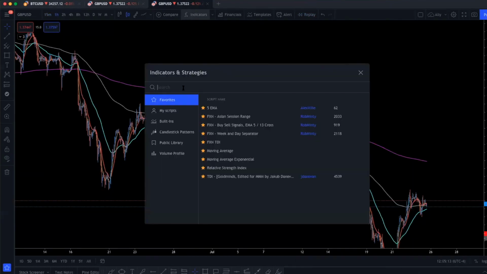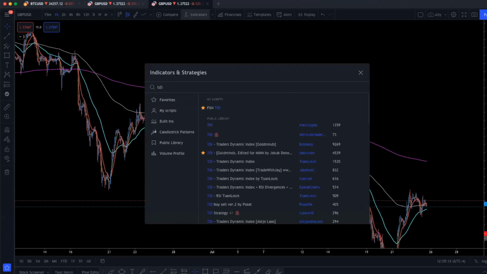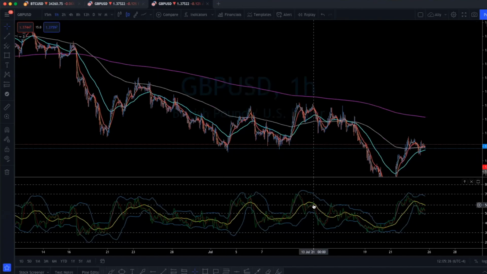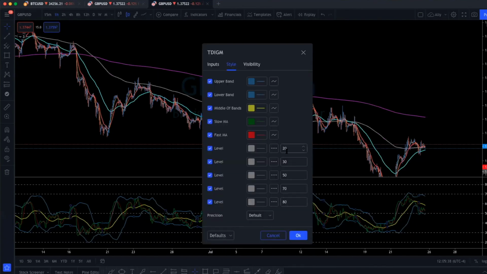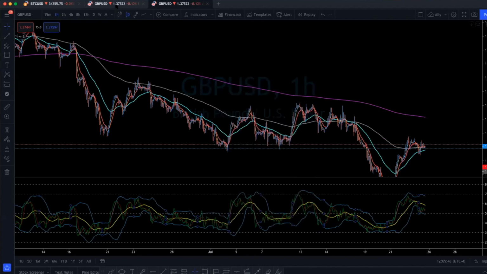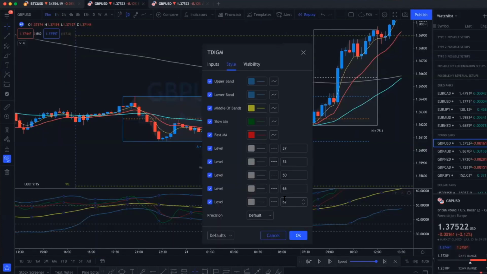If you search TDI on TradingView, we use the one by Jay Donovan. Once you add it, you just want to change the numbers to match. These will be the stock or regular numbers that come on it, and you want to change them to these numbers: 37, 32, 50, 68, 62.